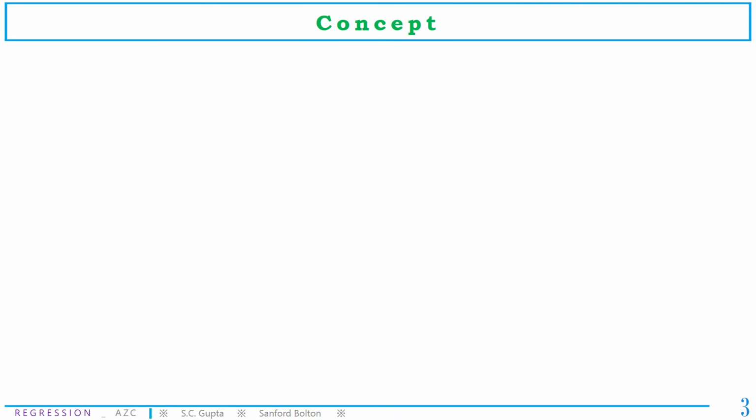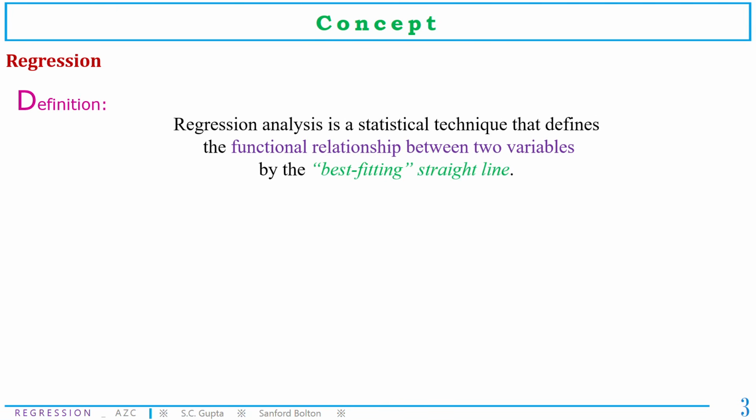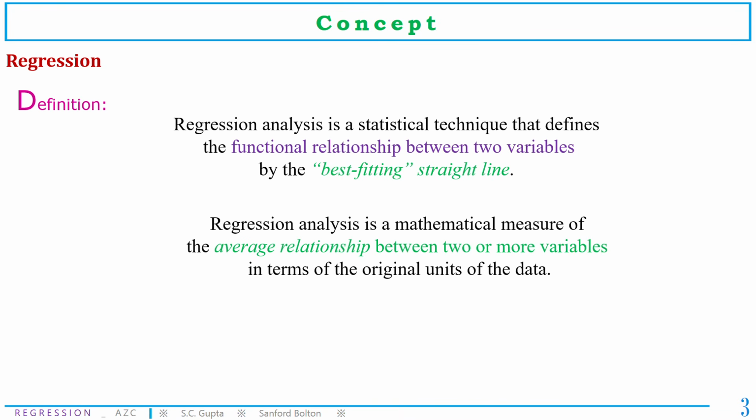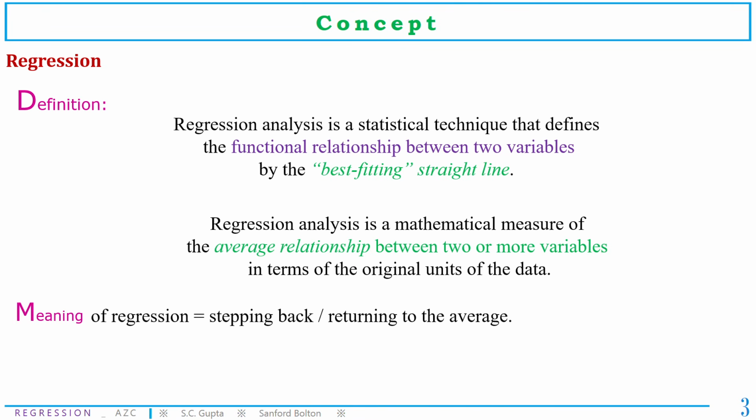Concept of regression analysis. Definition: regression analysis is a statistical technique that defines the functional relationship between two variables by the best fitting straight line. Regression analysis is a mathematical measure of the average relationship between two or more variables in terms of the original units of the data. Simple meaning of regression is stepping back or returning to the average.